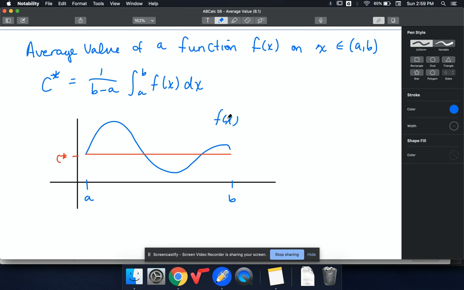And something else that you could be asked is how many times f of x is equal to its average value. The way that I've drawn it, we would say 3. We could find those 3 points of intersection by setting c star equal to f of x. And so a question for you to consider is, will c star always intersect f of x? So something for you to think about. And if you can't figure out the answer, something for you to ask us about.